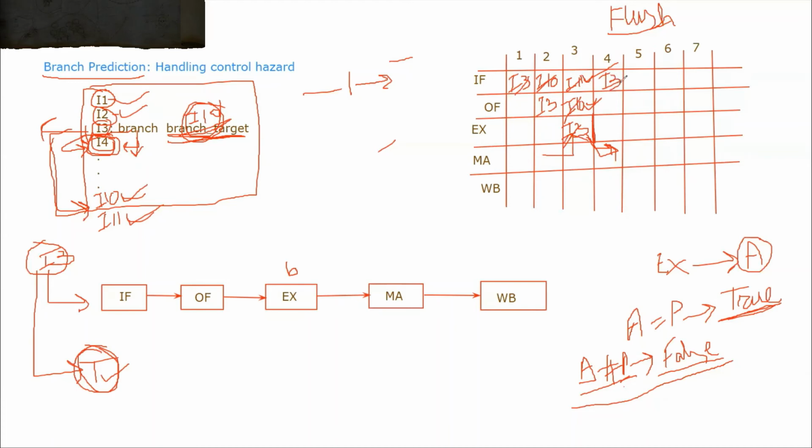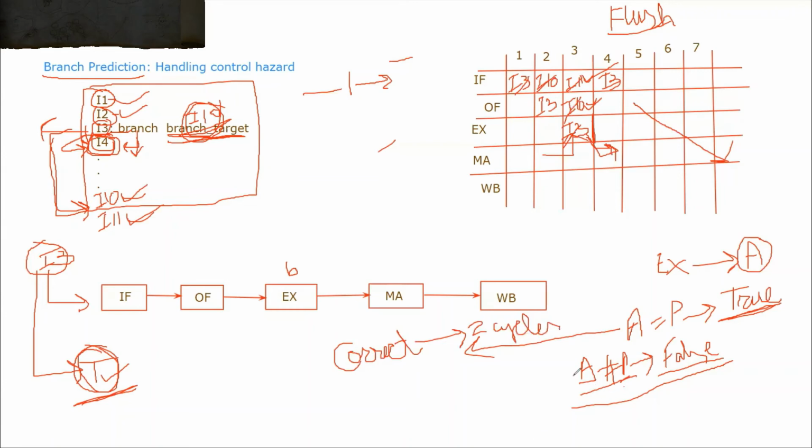I will fetch I3, and now I will predict. My previous prediction was I3 is taken, but that prediction was wrong, so the next prediction is I3 will be not taken. So then it will easily go into the pipeline. So we can see that if our prediction is correct, then we have saved how many cycles? 2 cycles.